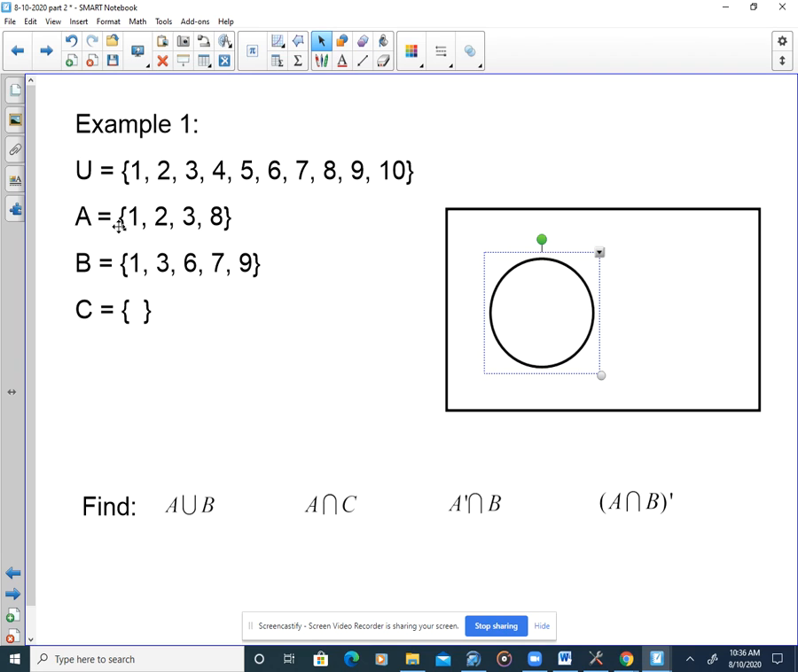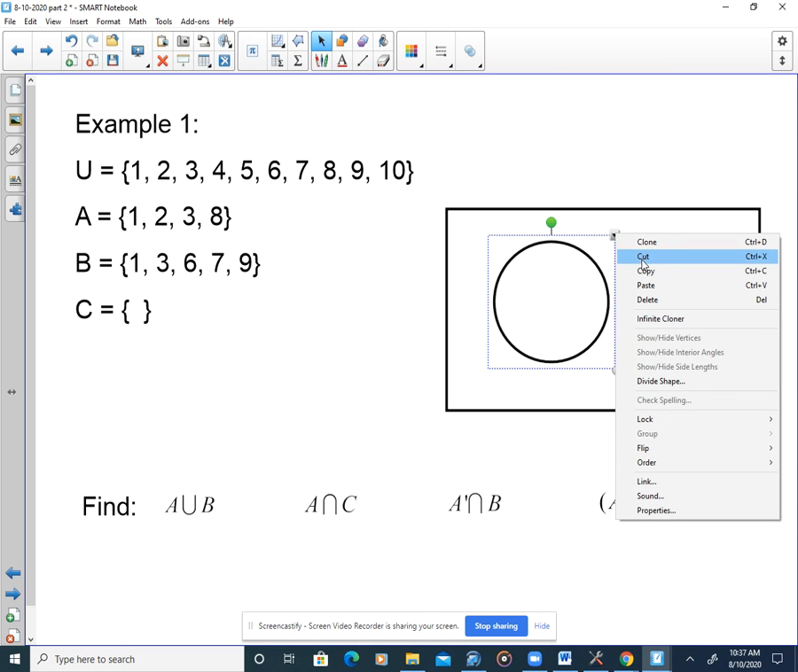Well, let's look at some of the elements in A. We got 1, 2, 3, and 8. In B, we got 1, 3, 6, 7, 9. So they do have some elements in common. So these two circles I'm going to draw in here are going to intersect. So I'm going to draw intersecting circles.